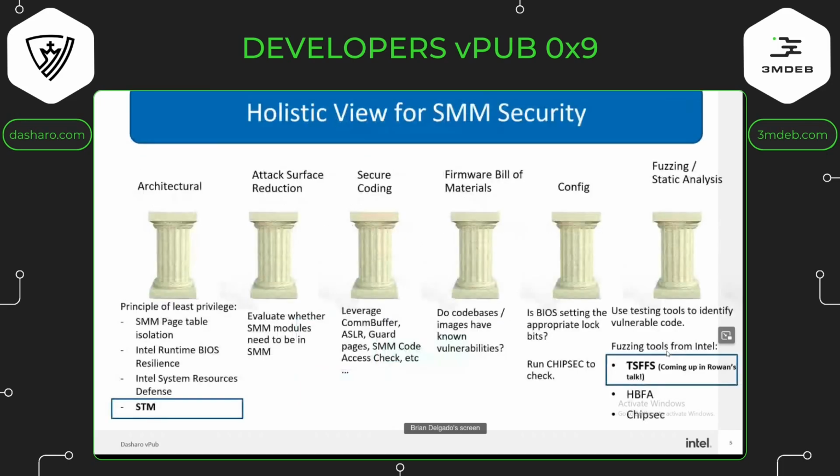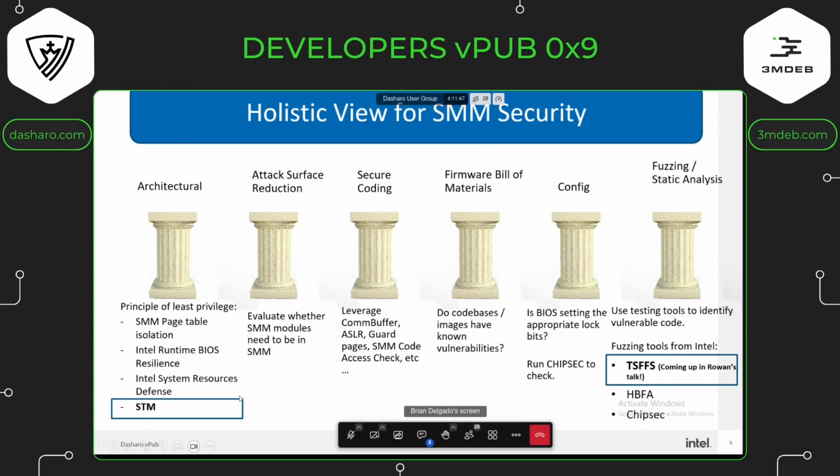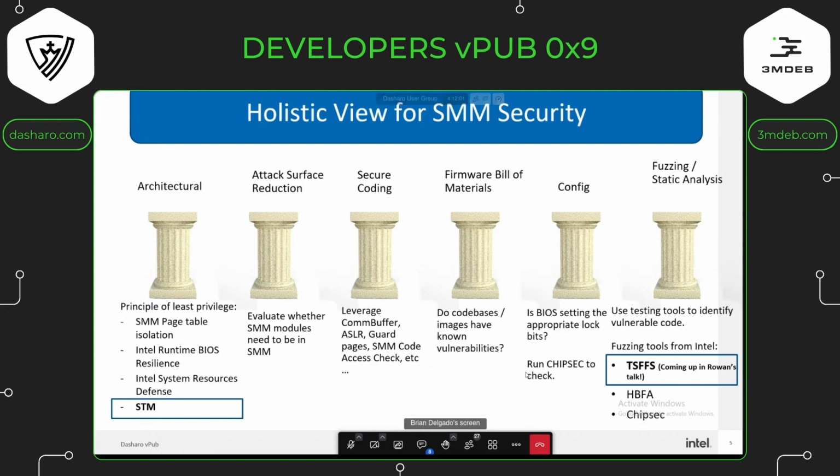So, as we think about SMM security, I think we talked about this a little bit last time. There's just a variety of things to consider, all the way from architectural to secure coding to how it's configured, and then, are there issues in the software implementation? I'll be talking about STM coming up in about 2 hours-ish. Rowan from Intel, one of my colleagues, is going to be talking about a new CMIX-based fuzzing, so we probably want to stick around for that. But basically, SMM security has a wide variety of things to think about.